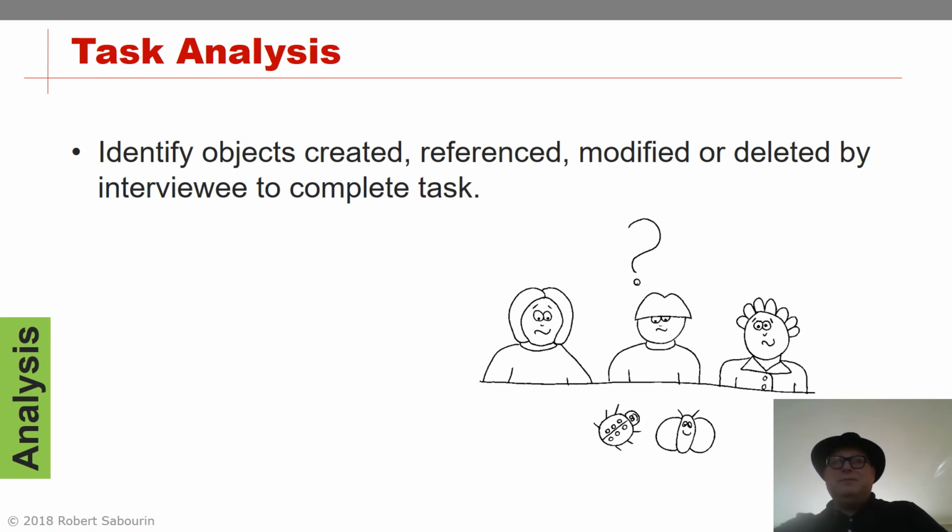Another part of the analysis then is to look at our story and try to identify objects that are created, objects that are referenced, objects that are modified, objects that are deleted, objects that are changed, objects that are reset to a controlled state, objects that are backed up, objects that are restored, objects that are otherwise manipulated by the interviewee in some way, shape, or form to complete the task. What are the objects of this task? What are the objects of the story?